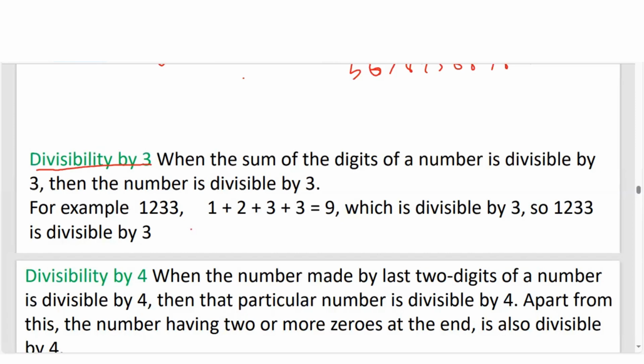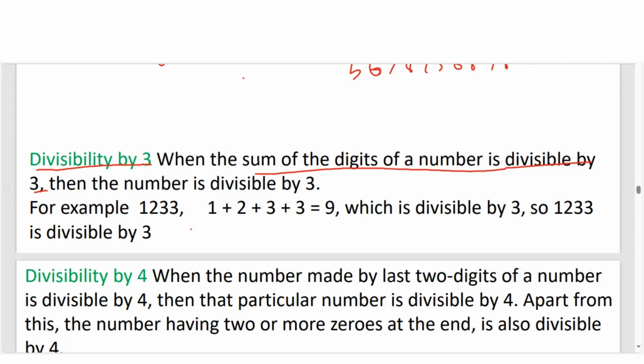But it will take a lot of time if a large number of digits is given. So the simple technique is what? No need to divide. Just check that the sum of the digits of the number is divisible by 3. Whatever number is given, just add the digits of that number. If the sum of the digits of that number is divisible by 3, that means the total number will be divisible by 3. For example, 1233.